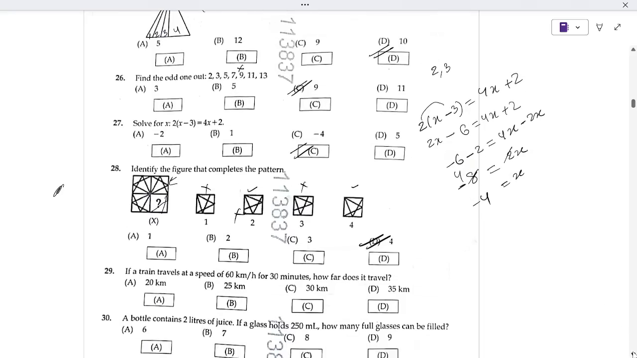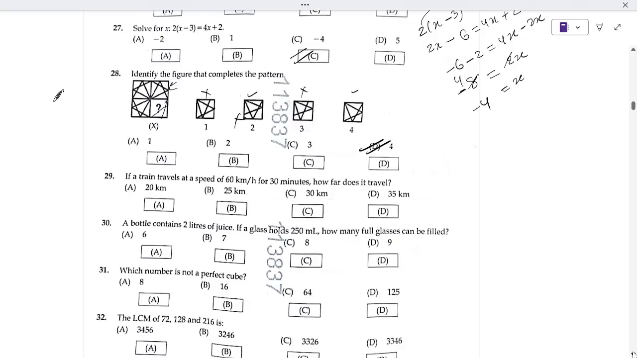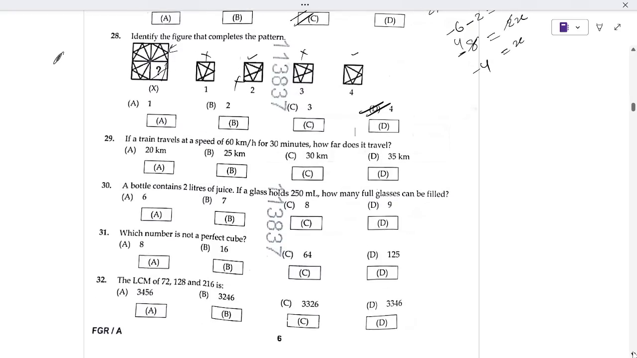Next one is from time, speed and distance. Alright, so the key thing is if a train travels at a speed of 60 km per hour, this means what? In 1 hour, 60 km. They're asking us to find how far in 30 minutes, right? That means 30 minutes is what? Half of 1 hour, no? That means half of 60 is what? 30 km. So here 30 km will be the answer, no?